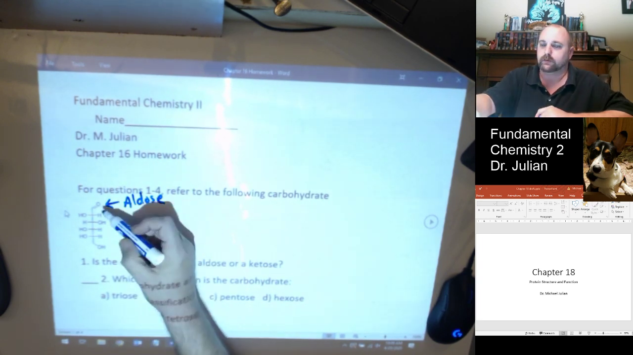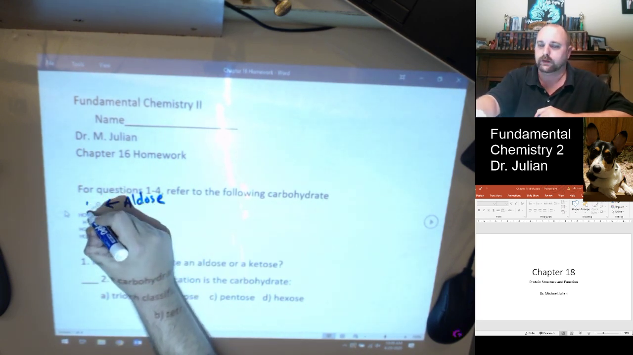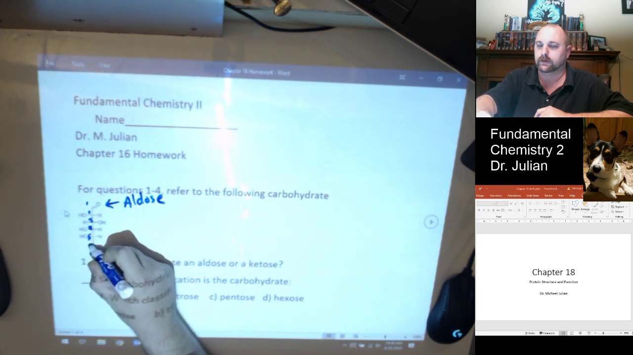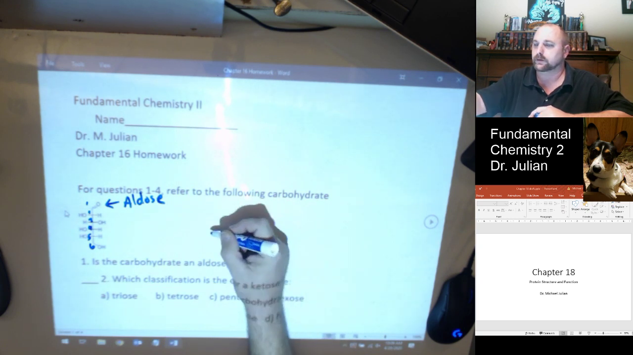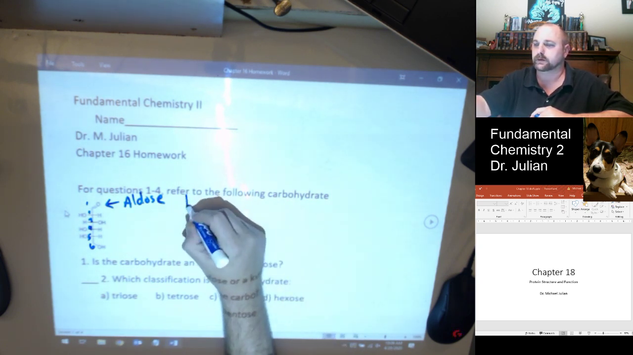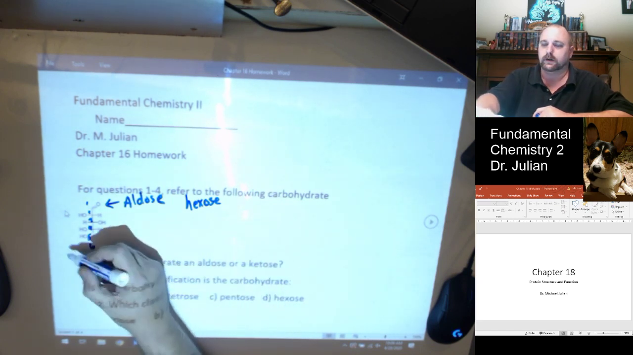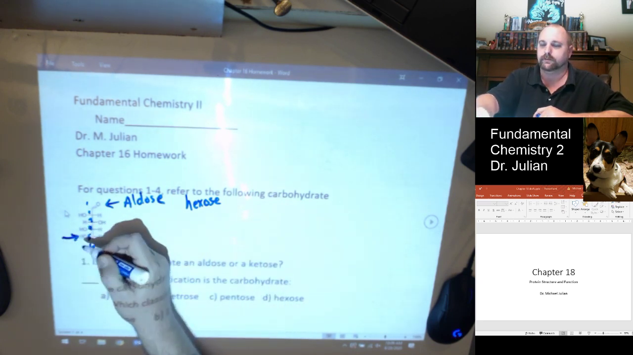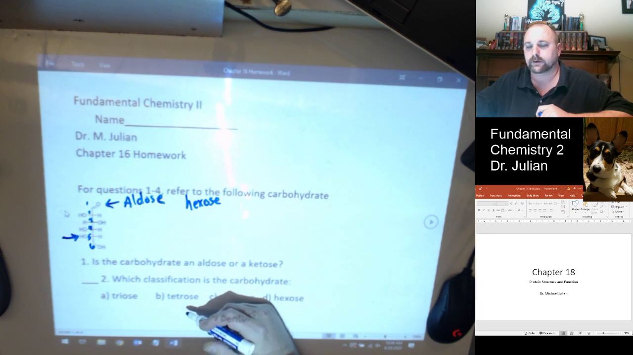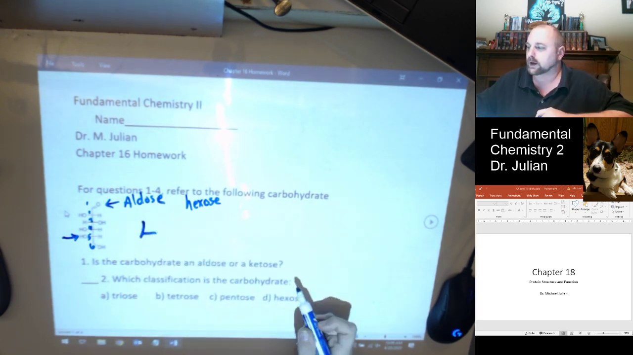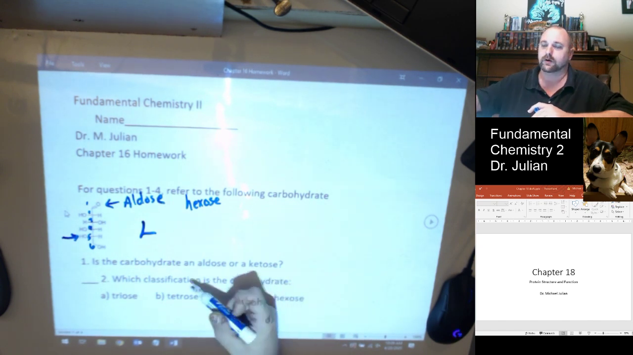Let's see, then the number of carbons: 1, 2, 3, 4, 5, 6. So that's a hexose. Alright, D and L, I'm looking down here. D is on the right, L is on the left, so this is L. Okay, and then it wants to know how many chiral carbons.